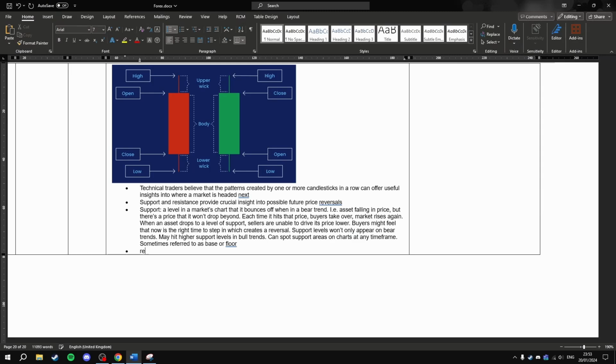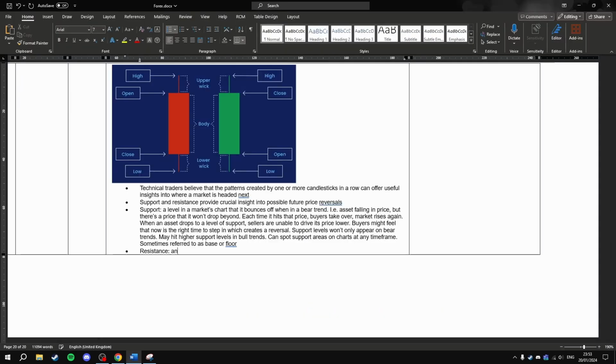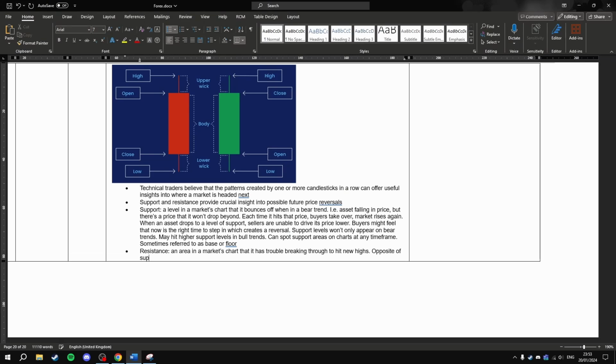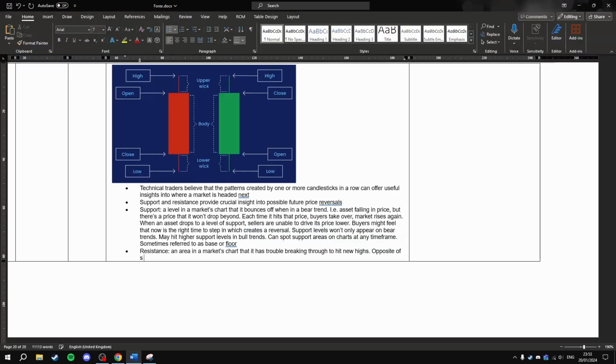What is resistance? Resistance is an area on a market's chart that it has trouble breaking through to hit new highs. Resistance is the opposite of support. When an asset hits it, sellers take over and sell its price back down again. Right, okay.